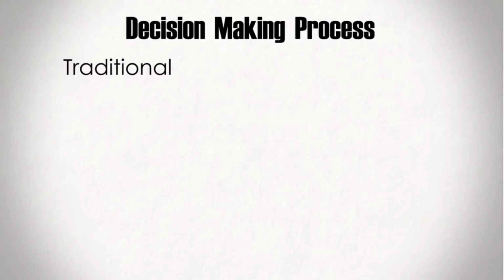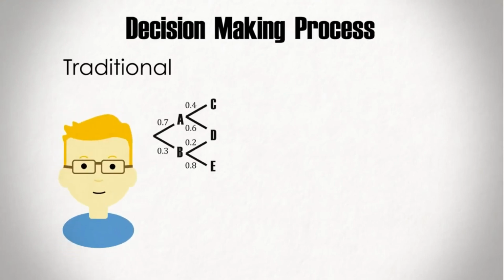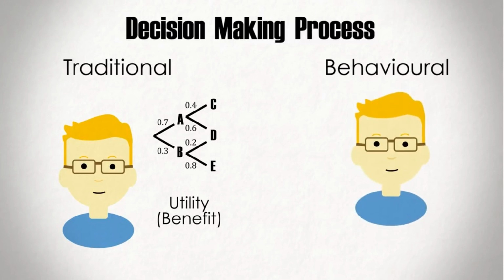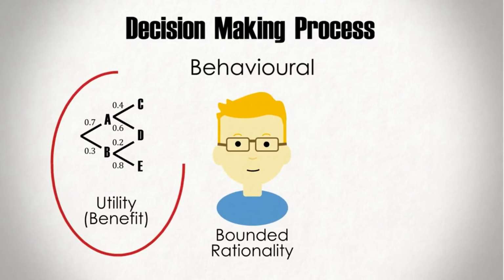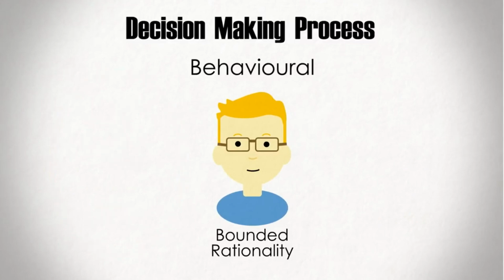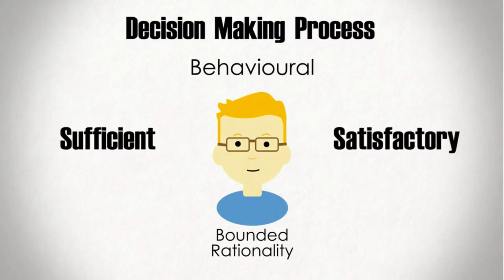Whereas traditional finance purports that humans calculate probabilities of outcomes to maximize utility, behavioral finance suggests that we make decisions based on bounded rationality, whereby rather than fully optimizing our decision-making process, we instead focus on coming to sufficient or satisfactory conclusions. In other words, to make efficient use of our time, we often consider and process information until we get to what's required, but not necessarily what's best.